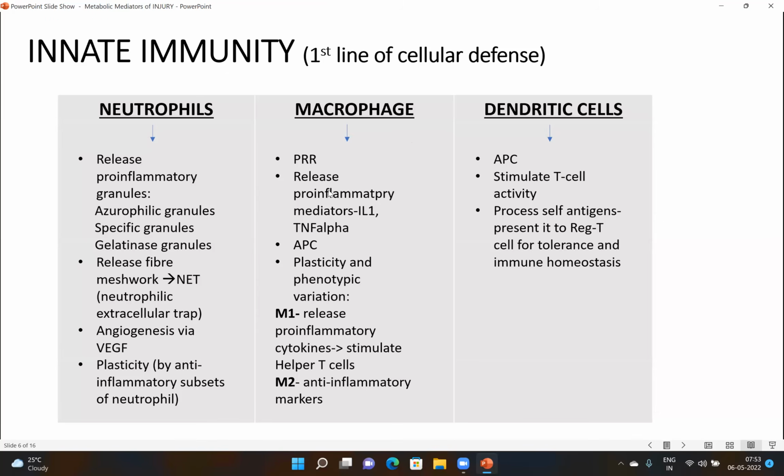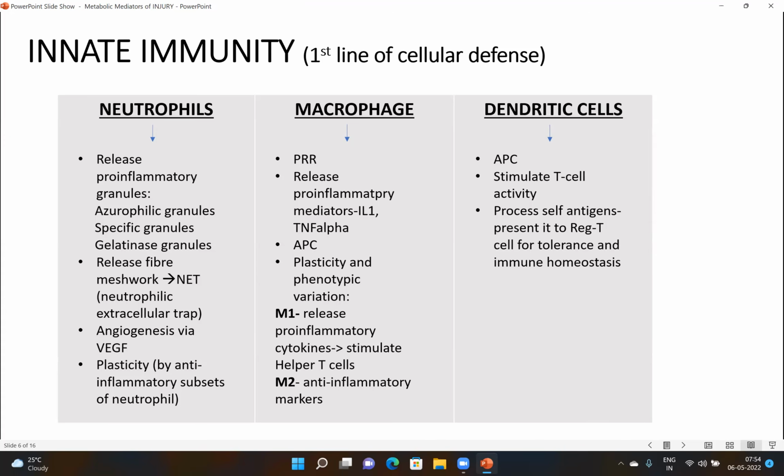Macrophages are the second cell which has pattern recognition receptors. Initially, monocytes in the bloodstream travel to the injury site and get converted into macrophages, and there they release pro-inflammatory mediators like interleukin-1, TNF-alpha. These are antigen-presenting cells, and they show plasticity and phenotypic variation. In phenotypic variation, there is macrophage type 1, that releases pro-inflammatory cytokines, and this stimulates the helper T cells, and macrophage type 2 releases anti-inflammatory markers.